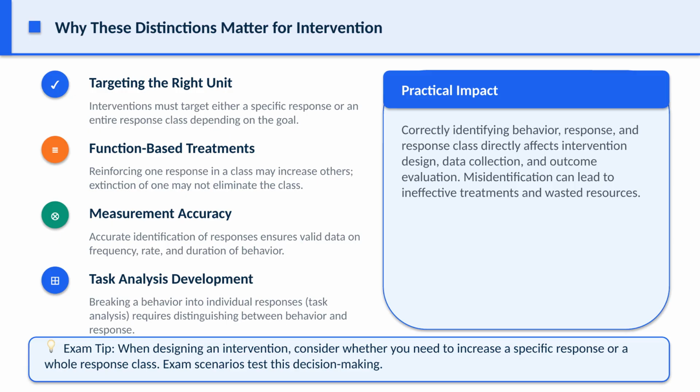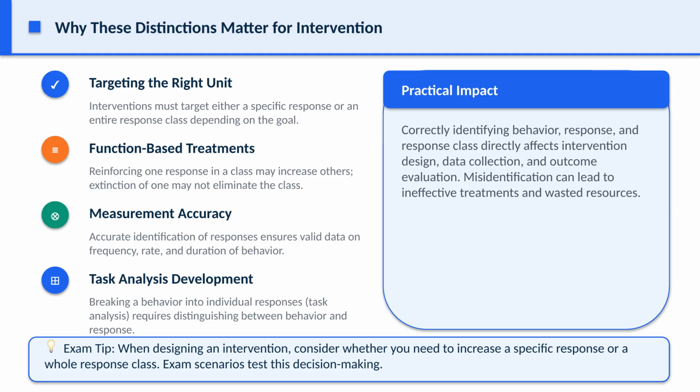On the BCBA exam, you'll need to understand that these distinctions directly shape how you design and evaluate interventions. Targeting the right unit means deciding whether to focus on a specific response, like raising a hand, or an entire response class, such as all forms of requesting attention. Function-based treatments hinge on this. Reinforcing one response in a class can strengthen others, while extinguishing a single response may not eliminate the whole class if other topographies still produce reinforcement.